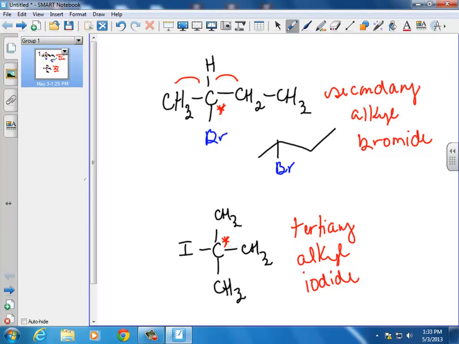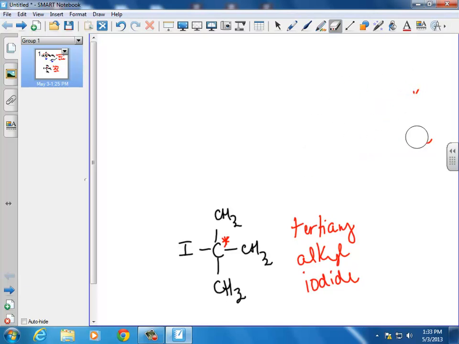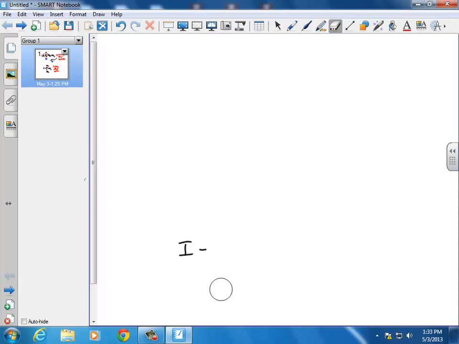Okay, now let's look at alcohols and look at amines. So if you need to write anything down, you may want to pause the video and go ahead and do that because I'm about to start clearing the screen off. So now that you have an idea of what primary, secondary, and tertiary carbons are, alcohol classification is really pretty simple.